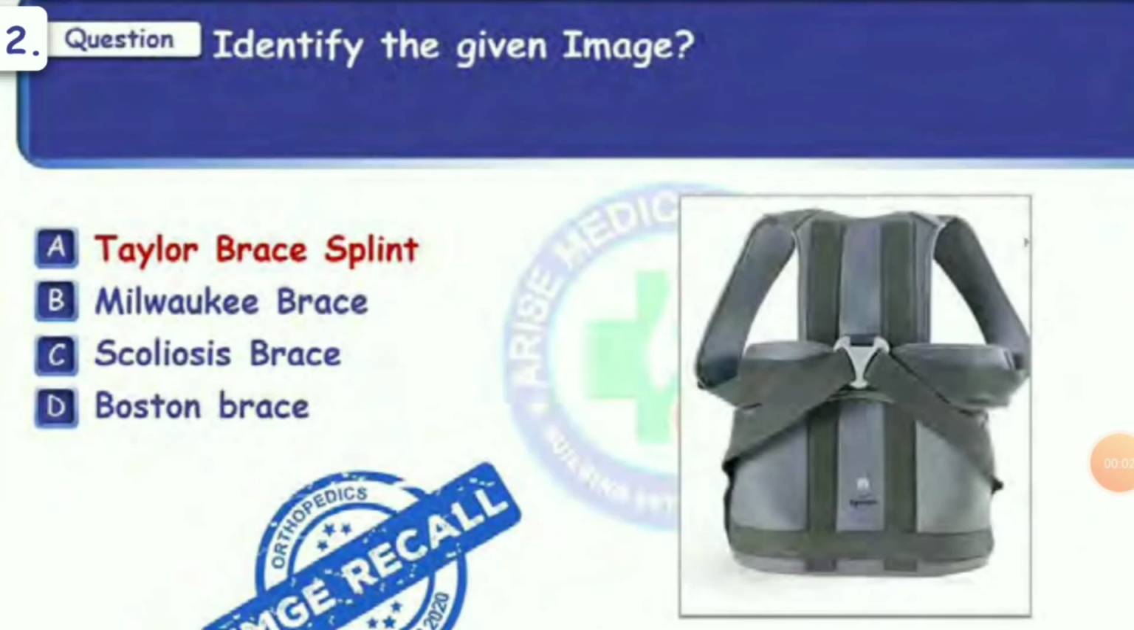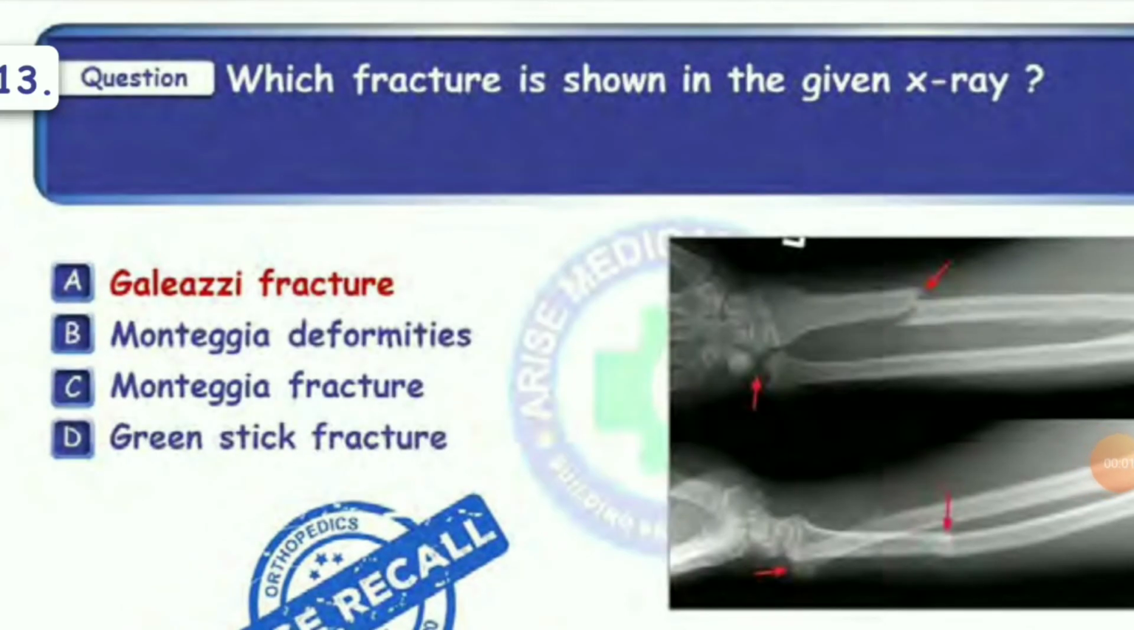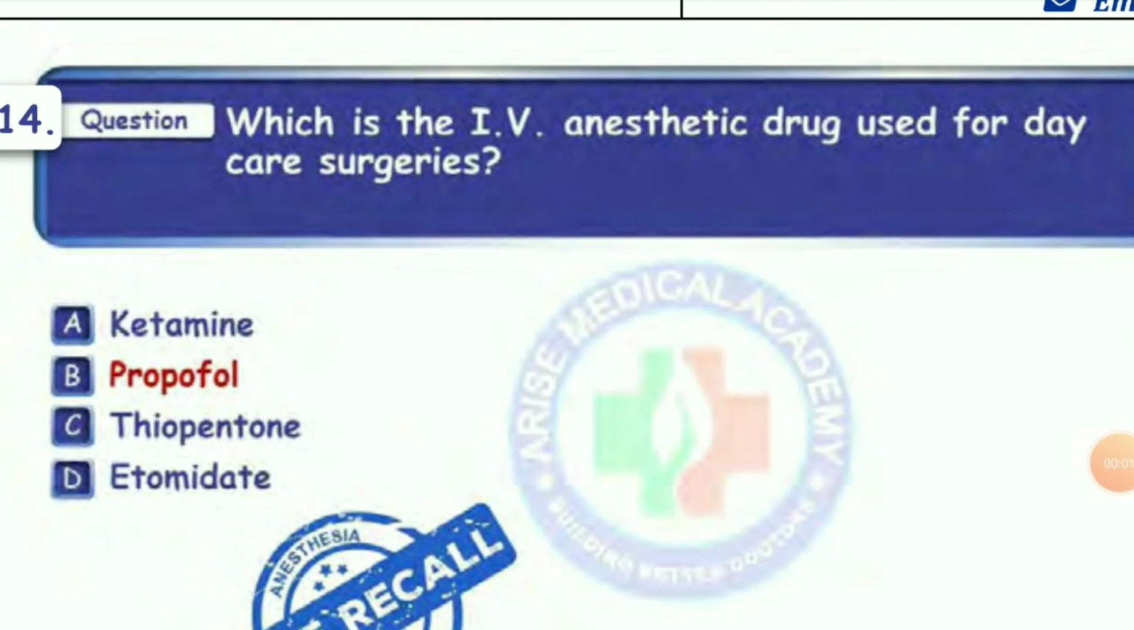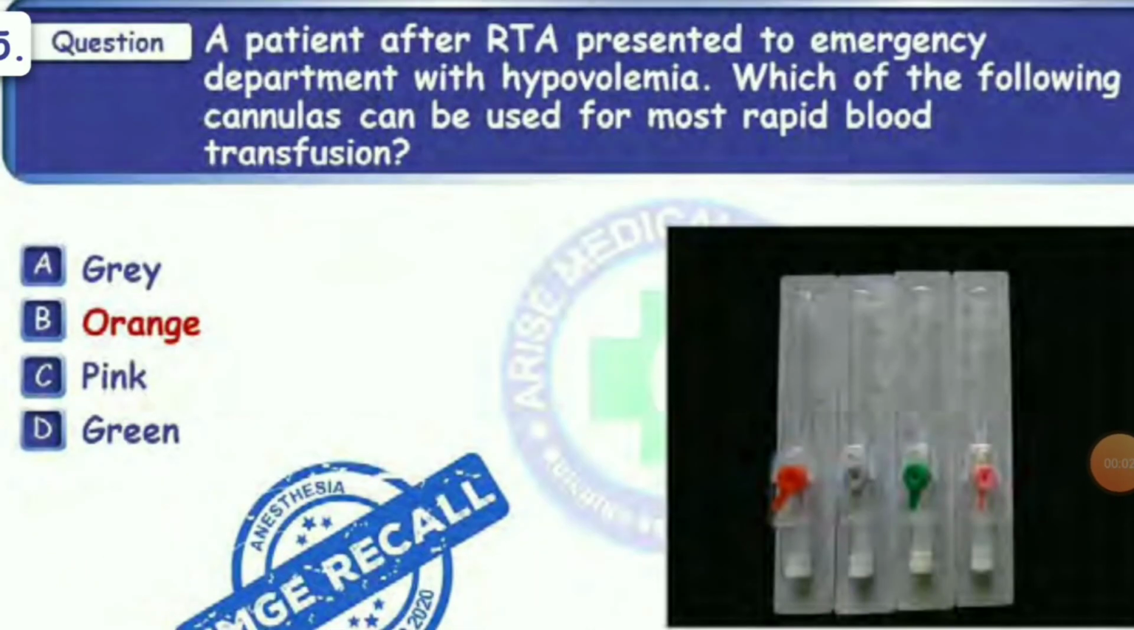Next question, identify the given image. The answer is talar brace splint. Next question, which fracture is shown in the given X-ray? The answer is Galeazzi fracture. Next question, which is the IV anesthetic drug used for daycare surgeries? The answer is propofol. Next question, a patient after RTA presented to emergency department with hypovolemia.